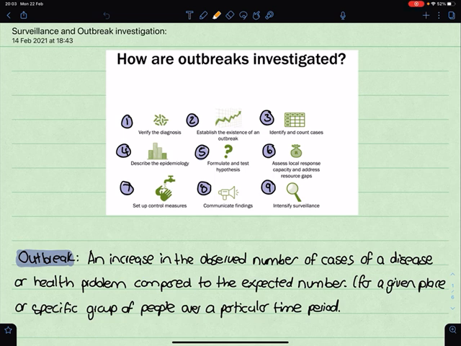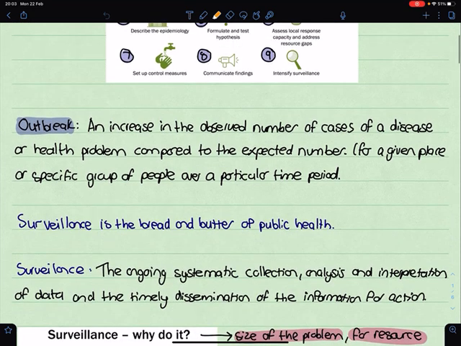So it's first to verify the diagnosis. 2 is to establish that an outbreak is occurring, so the existence of an outbreak. 3 is to count the cases. 4 is to describe the epidemiology. 5 is to formulate and test the hypothesis. 6 is to assess local response capacity and address resource gaps. 7 is to set up control measures. 8 is effective communication of findings. And 9 is to increase or intensify surveillance.